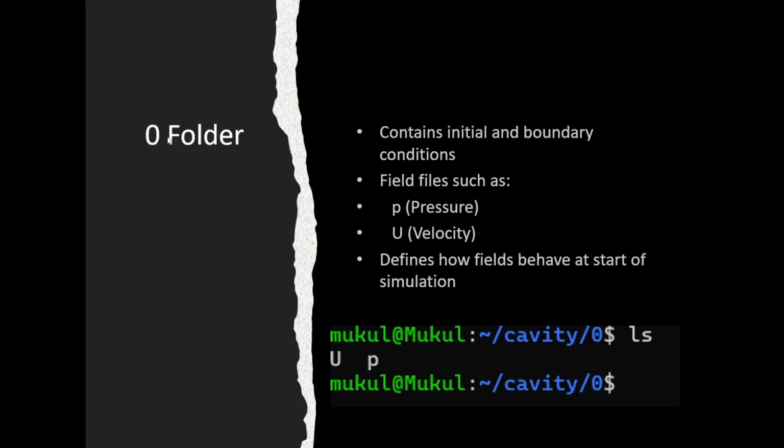The zero directory contains files like velocity, pressure, temperature. These define initial conditions and boundary conditions for the simulation. Here is an example in which a temperature boundary condition is not there, but you will find temperature and other boundary conditions if you do a heat transfer simulation. This is the example of cavity flow, so there only velocity and pressure boundary conditions have been given.